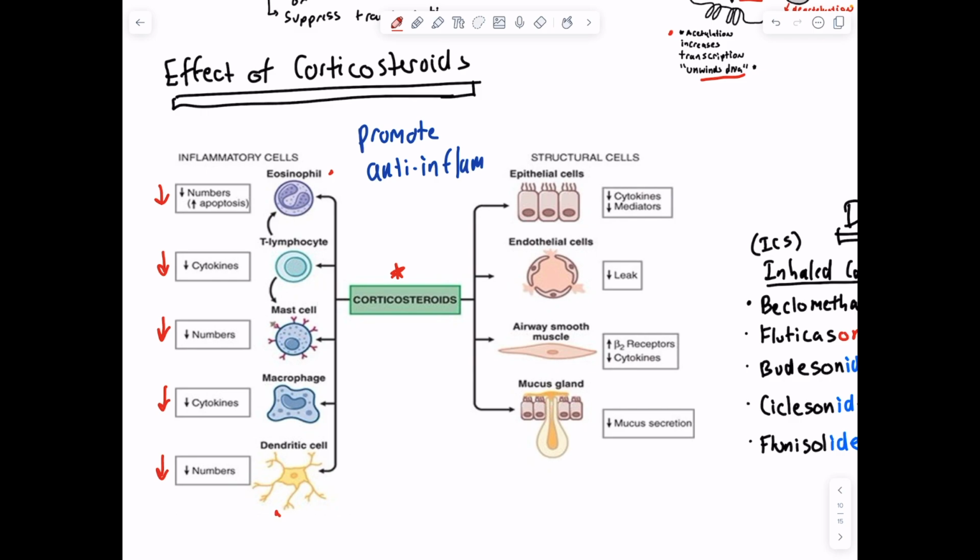Then on epithelial cells, it will decrease the cytokines and mediators they release. On the endothelial cells, it will help decrease leakage. And then smooth muscle cells increase beta-2 receptors, which will help with bronchodilation and decrease cytokines. And then for mucus glands, decrease mucus secretion.